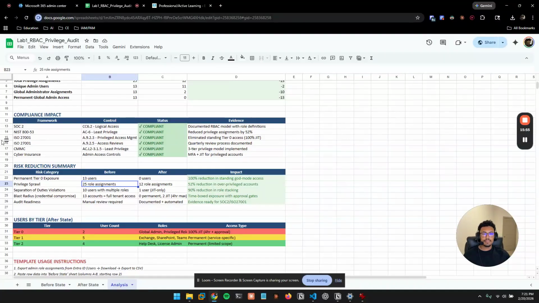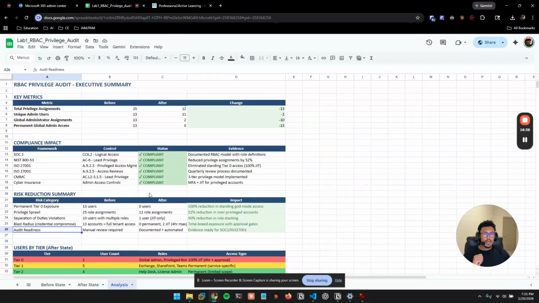Now there's only 2. Separation of duties, making sure before there was 10 users with multiple roles, and now there's only 1 user, which is me, with multiple roles. But I have just-in-time access, meaning that 4-hour window, right? Which is a 90% reduction in role stacking. Blast radius, the credential compromise. So 13 global admin accounts had full tenant access. That was the before. Now 0 have permanent and 2 have just-in-time. And then audit readiness just talks about a little bit of the compliance for SOC 2 and ISO 27001.